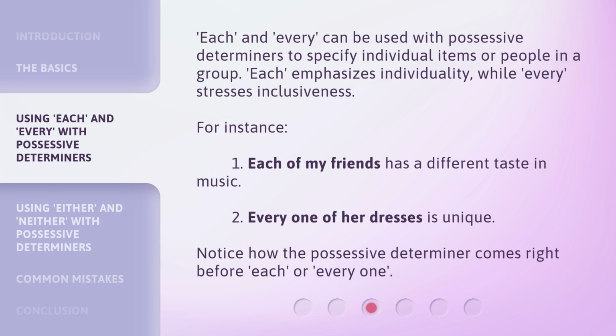Each and every can be used with possessive determiners to specify individual items or people in a group. Each emphasizes individuality, while every stresses inclusiveness. For instance, 1. Each of my friends has a different taste in music. 2. Every one of her dresses is unique. Notice how the possessive determiner comes right before each, or every one.